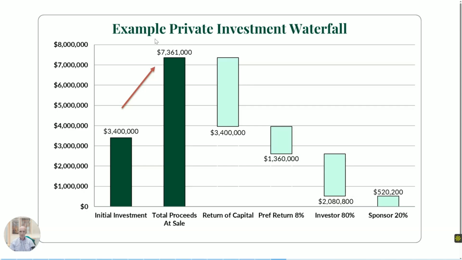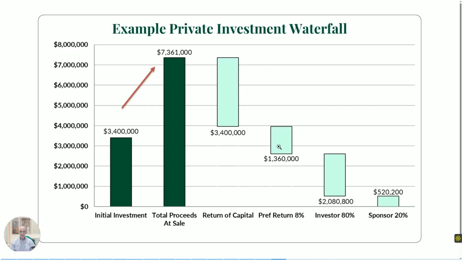Now, the important part begins, the waterfall itself. The light green bars show the decreases or the distributions from that total pool of money. The key here is the order of payment. The first hurdle is return of capital. So as you can see, the first distribution is labeled return of capital, and it equals the full $3.4 million initial investment that gets paid back to investors. This is the most critical hurdle in any deal. First and foremost, before any profits are shared, the investors get their original capital back.